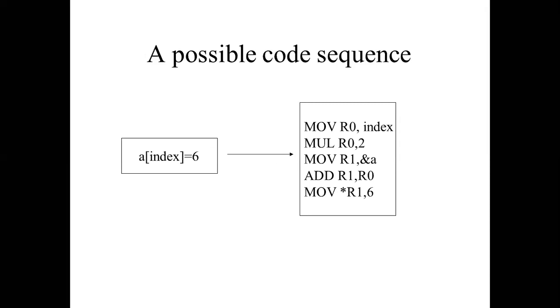A possible code sequence: now you can say A index is equal to 6, and on the right side are different mnemonics which you have already studied in the microprocessor. These are the assembly codes, special mnemonics which we use: Move R0, index R0, 2, move R1 to ampersand sign A. So this is how we can develop or store the same value by writing assembly codes.